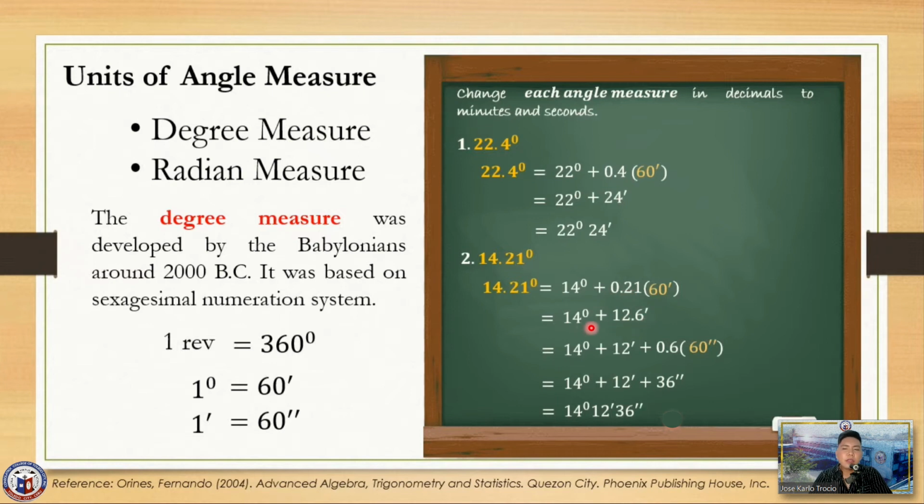As you can see, 14 degrees plus 12.6 minutes. So it still has a decimal, 0.6. So again, separate 12.6 into the whole number and the decimal, so you have 12 minutes plus 0.6, and multiply it again by 60 to get seconds. Okay, we are looking for the seconds this time. 60 times 0.6, that is 36 seconds. Combine them all, you have 14 hours, 12 minutes and 36 seconds.